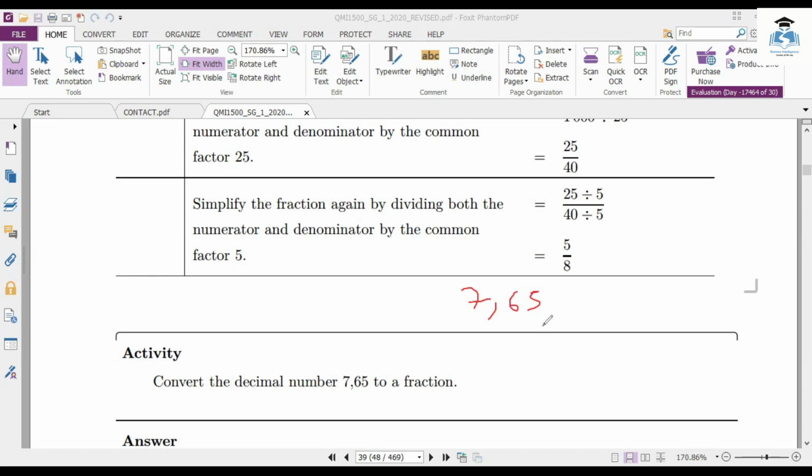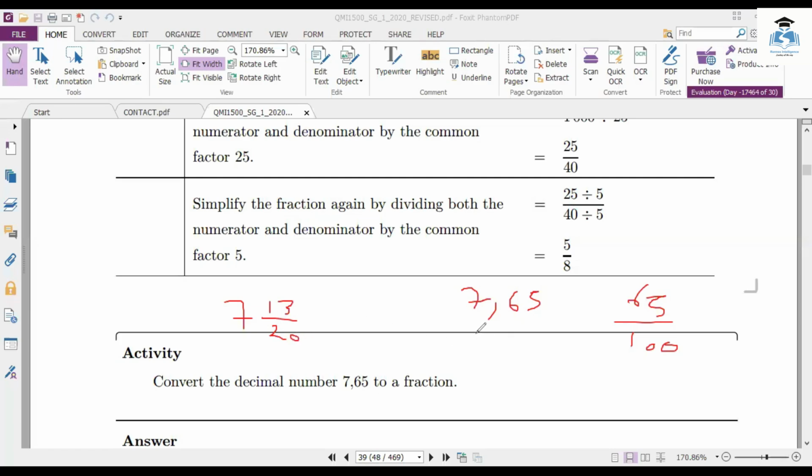65 over 700. Oh, so this one, remember what I said. If you want to convert this one, you might put the 7 aside, right? Then 65 over 100. Then you reduce this one. What do you get? 13 over 20. So it will be 7 and 13 over 20, right?